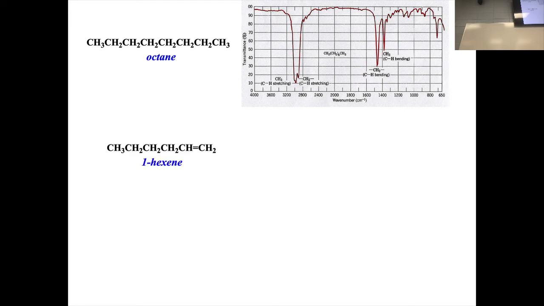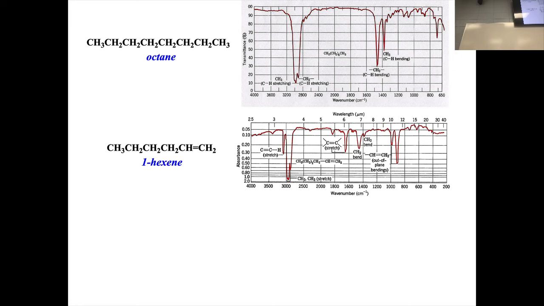Now, for hexene, what's going to start changing? Where am I going to start to see stuff? It's not 2,000 to 2,500, that would be if it was a triple bond. This is a double bond, so somewhere between 1,500 and 2,000. So this is what 1-hexene looks like.